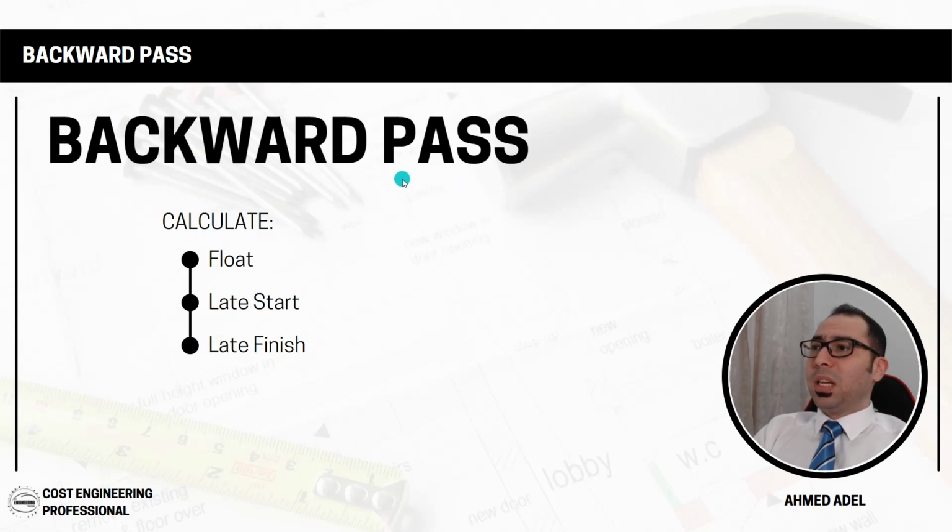Now let's do something that is called the backward pass. And in the backward pass, we will calculate the late start and the late finish, and we will calculate the float. Again, as I told you, all these terminologies were explained in details in our previous video. You can find the link in the description and go watch that to know all these things. Then you can come back and watch this video for the numbers.